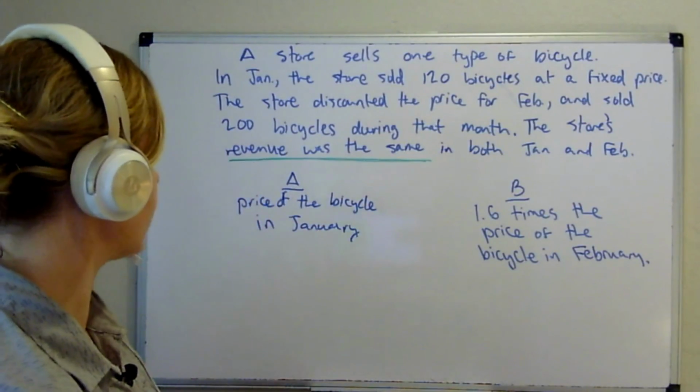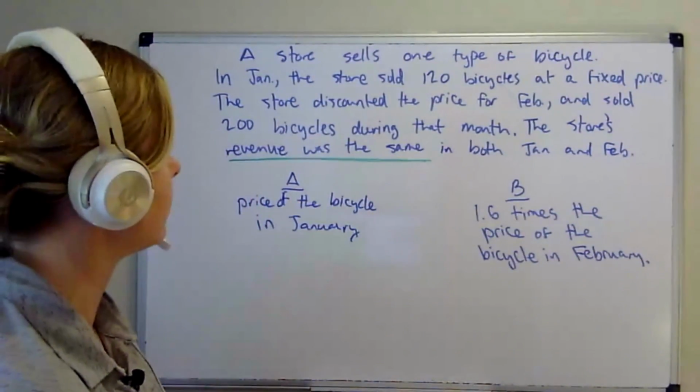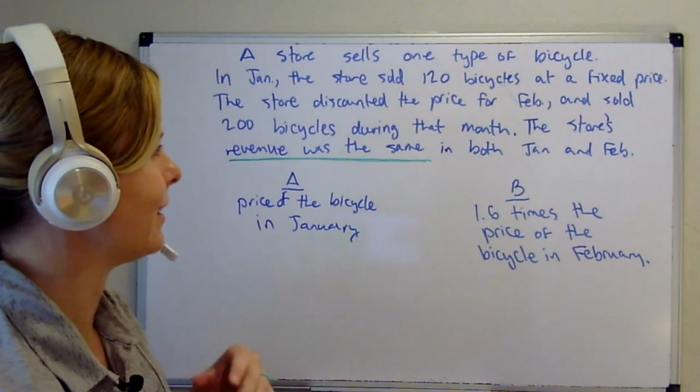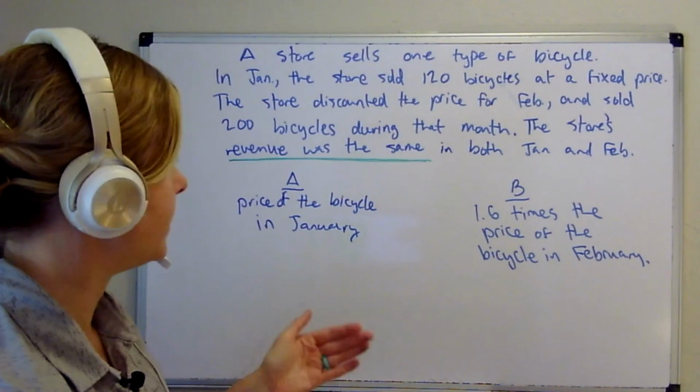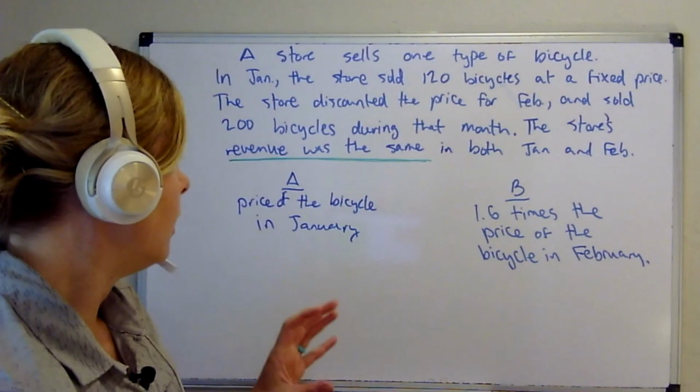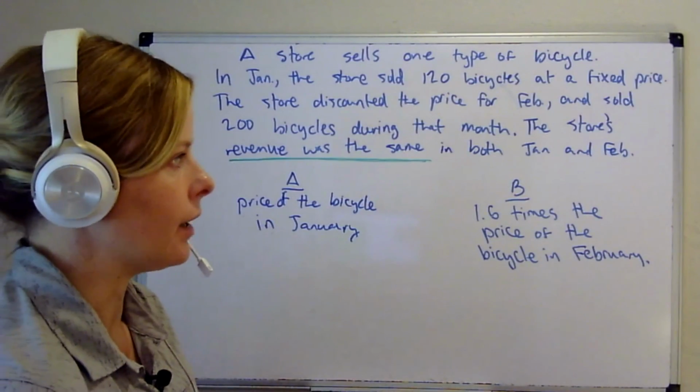In the stem, we are told that a store sells one type of bicycle. In January, the store sold 120 bicycles at some price, and then the store discounted that price for February and sold 200 bicycles during February. The store's revenue was the same in both January and February.